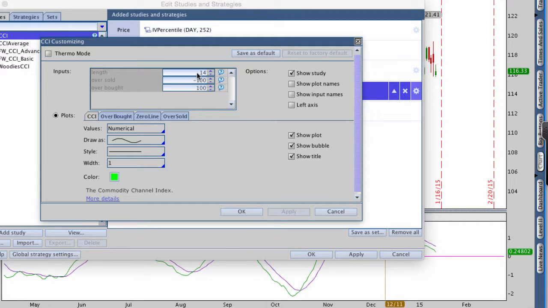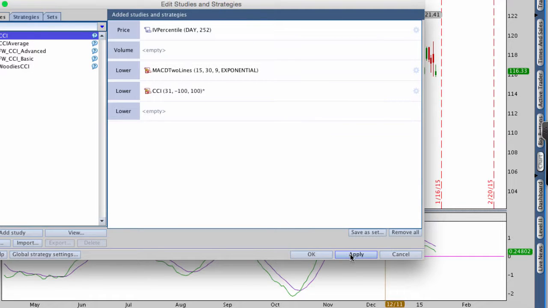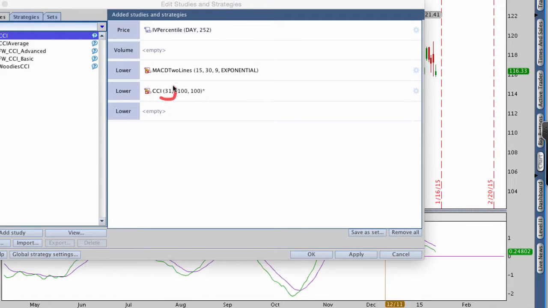The length of CCI is similar to MACD in that it judges time frames in the past. It's currently set at 14, and we're going to widen this out to 31. What that does by widening it out to 31 is it takes in more data and gives us a smoother transition. So if you have a 14-day setting on your CCI, you're going to get a lot of signals because it's based on data going back and forth about 14 days.